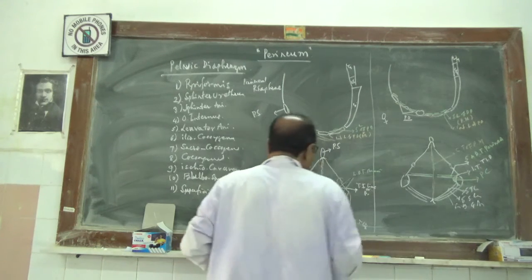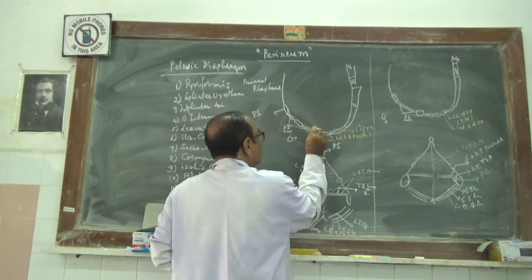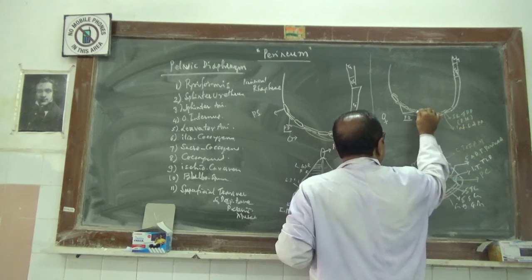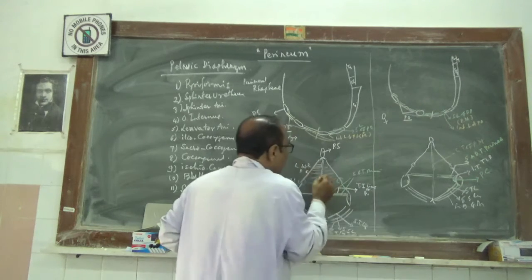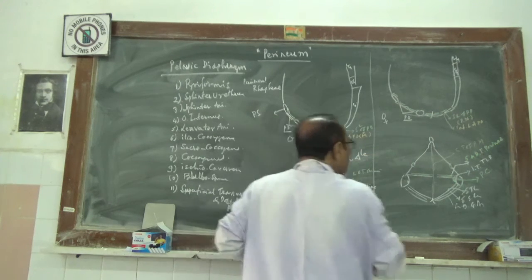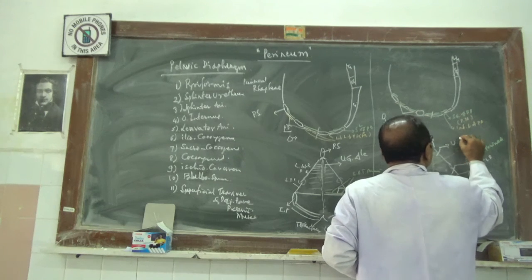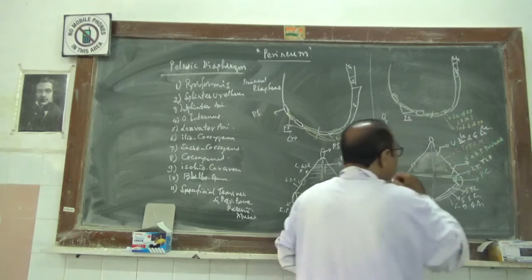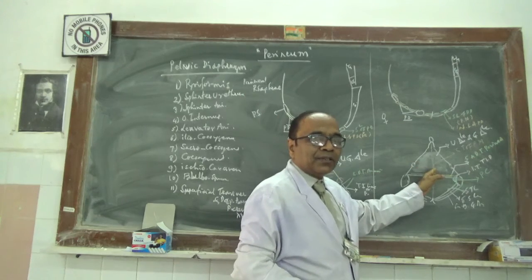So the one which is in front, this triangle, is called the urogenital triangle in male and the urogenital triangle in female.